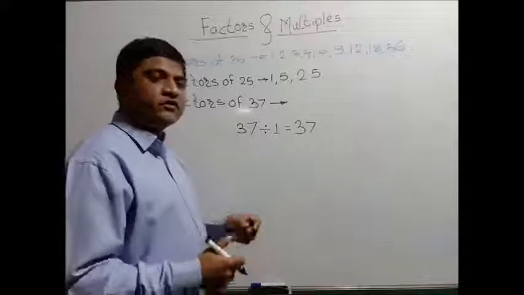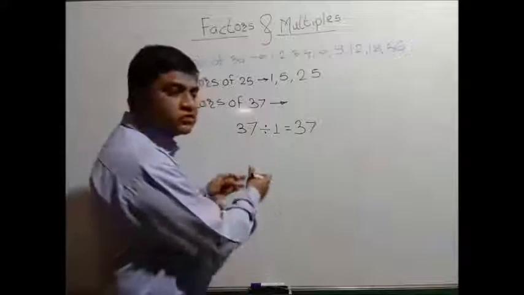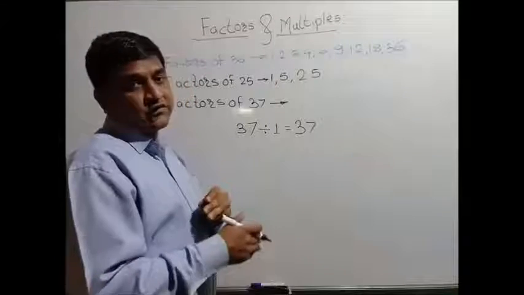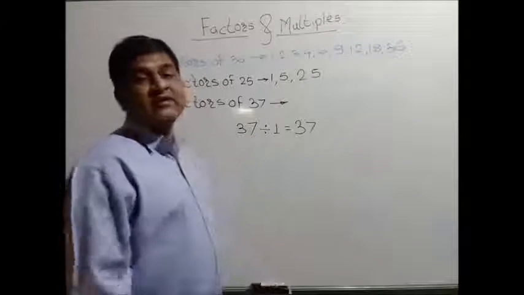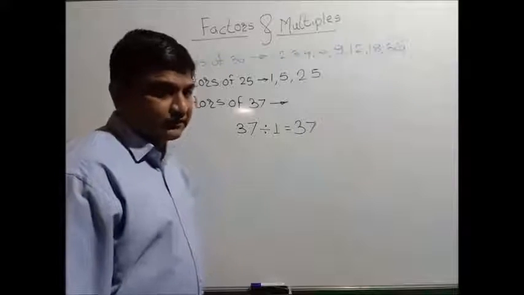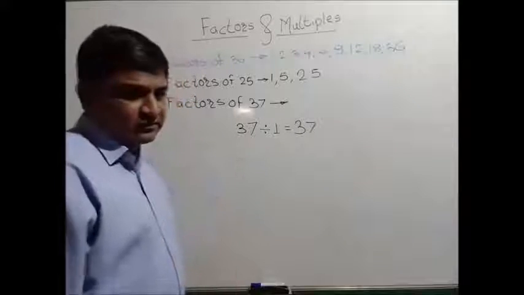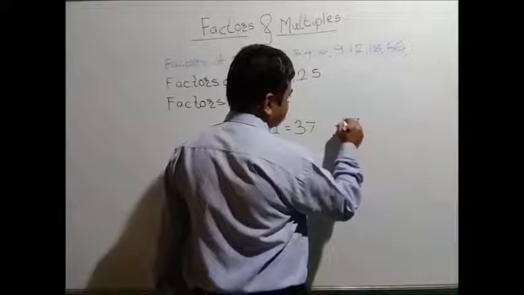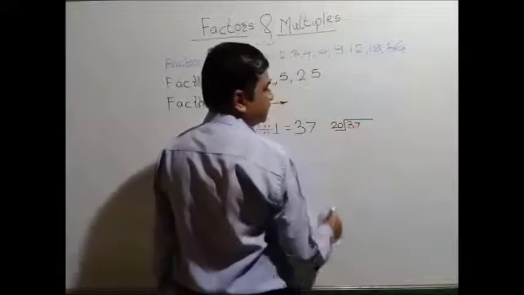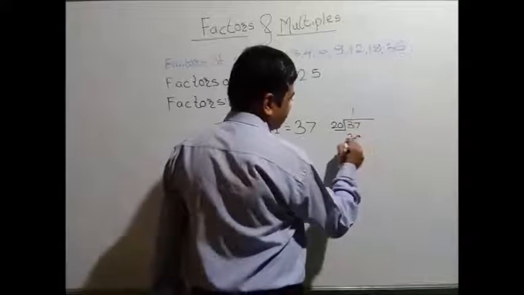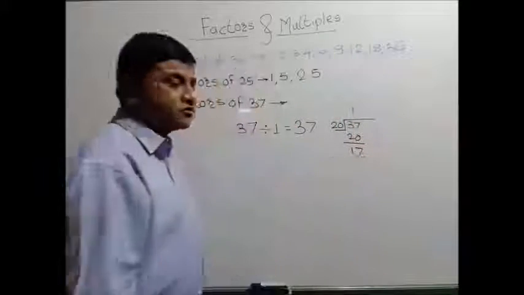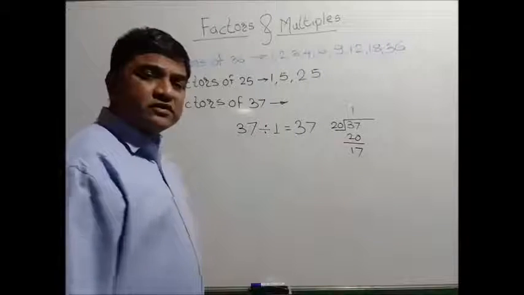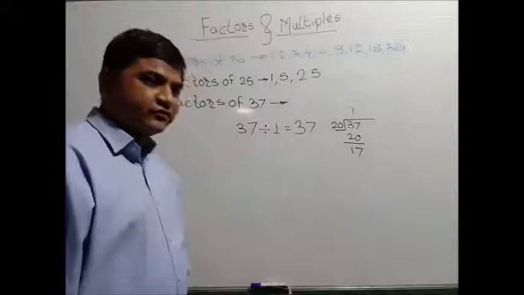If you try to divide 37 by numbers between 11 to 20, you will not find any number that can divide 37 exactly without leaving any remainder. Let us try to divide 37 by 20. 20 once is 20, what remains is 17, so a remainder is there, so 20 is also not a perfect divisor of 37. Then what is the number that can divide 37, which is the next number?